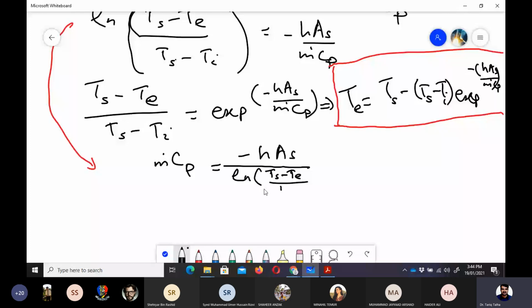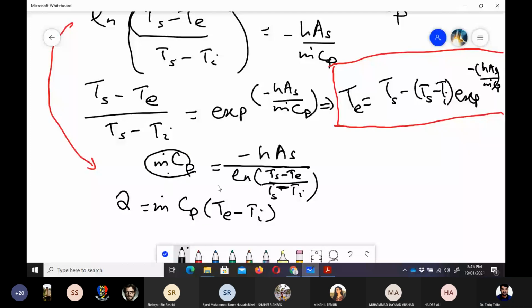Now we know the relation for total heat transfer, that is q is equal to m dot Cp (Te minus Ti). That is the total heat gained by the fluid, so that would be equal to this. So instead of m dot Cp, we can write this. So we put this thing here. We are putting, instead of m dot Cp, this whole quantity.